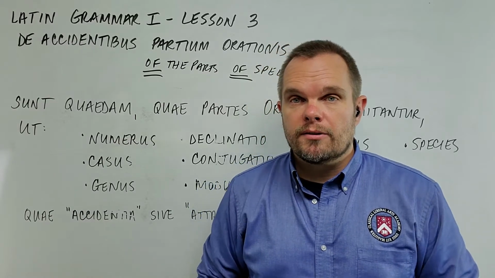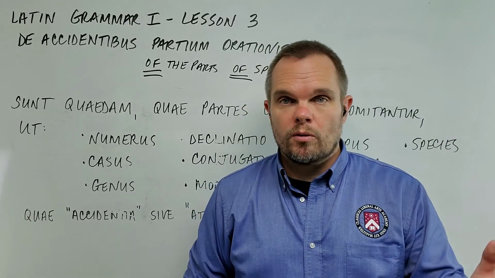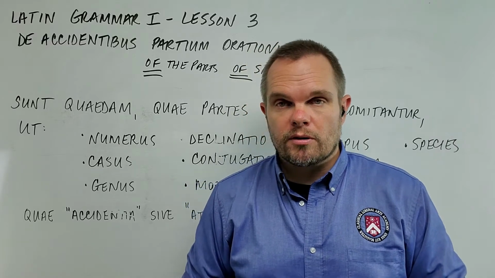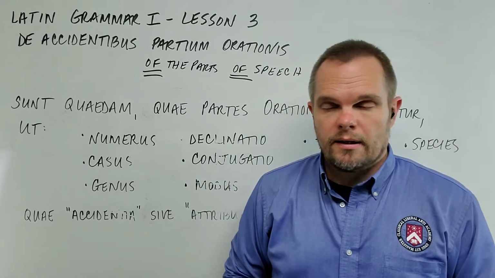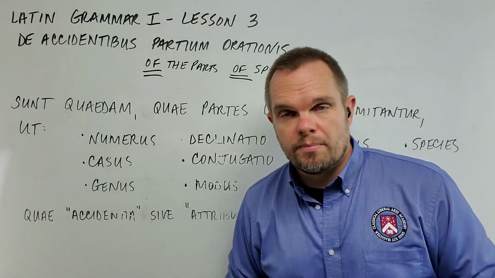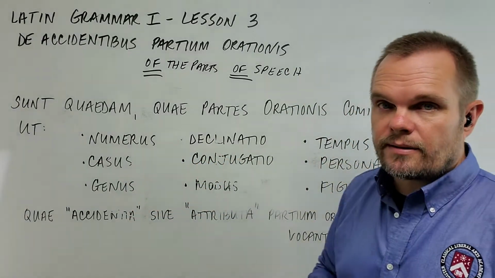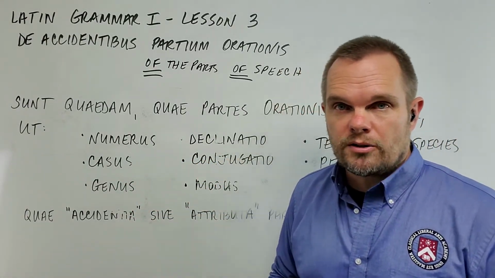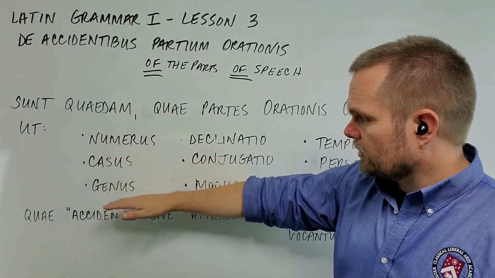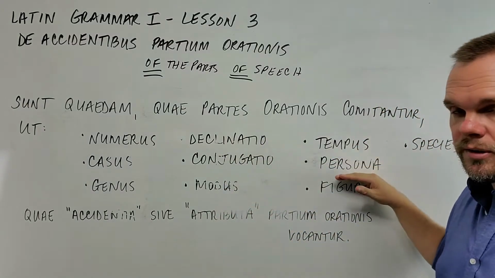In this video, I'd like to discuss rule number 9 to help you get started with that rule as you get near to the end of lesson 3, which is one of the most difficult lessons in Latin grammar. We've been working through the accidents of the parts of speech, which is the subject of lesson 3. We learned that there are 10 accidents to be studied of the parts of speech, and so far we've looked at 8 of them: number, case, gender, declension, conjugation, mood, tense, and person.